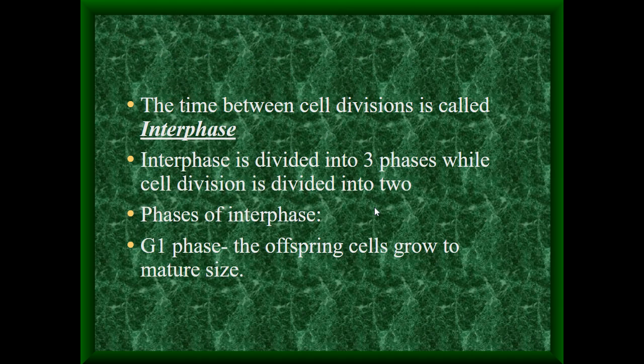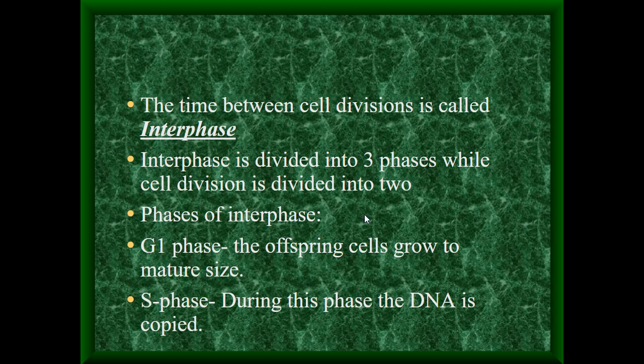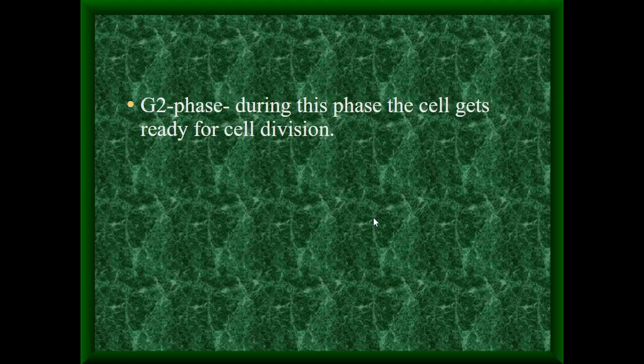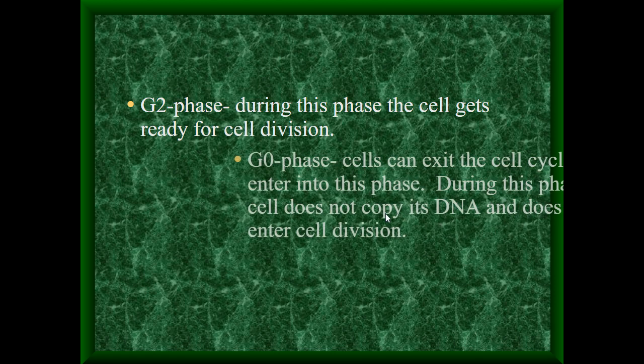Between cell division times is what we call interphase. This is happening constantly. You're constantly dividing cells. You're constantly having new skin cells form on your body. Interphase is divided into three different phases. You have G1 phase, which is the growing of a cell. S phase, this is the phase where DNA is actually copied. And then you have G2 phase, which is where the cell is preparing for cell division.